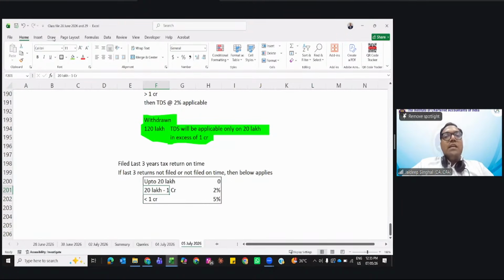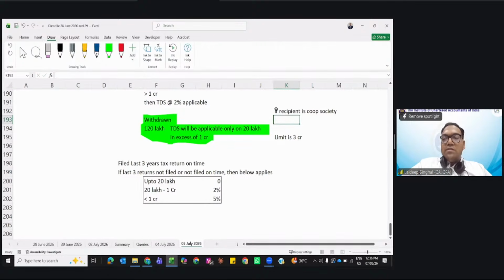Now, write one thing: if the recipient is a cooperative society, then instead of 1 CR, the limit is 3 CR. Rest all the same. The limit is 3 CR if the recipient is a cooperative society. Then instead of 1 CR, the limit is 3 CR.